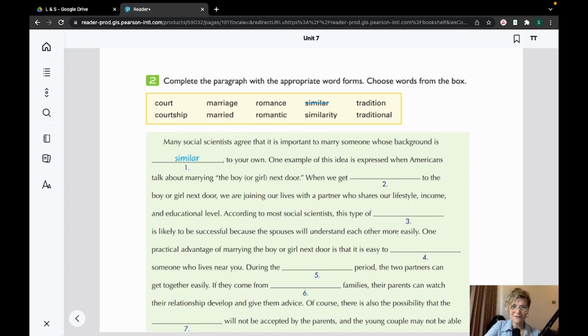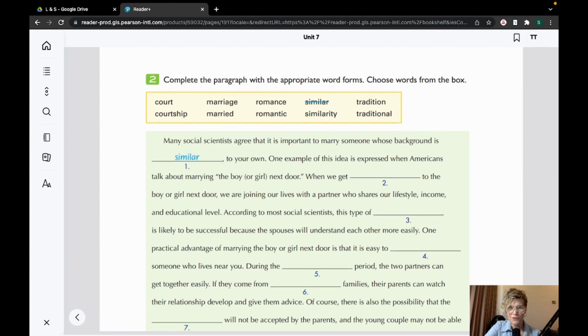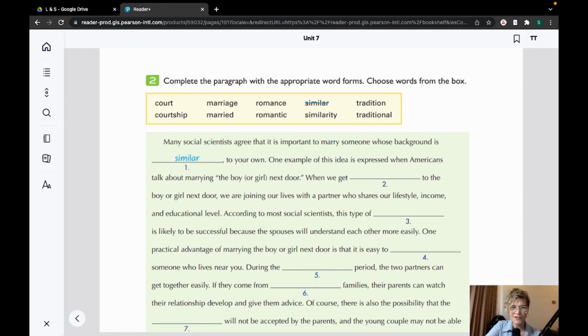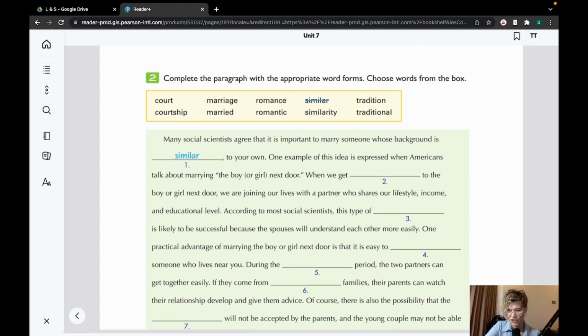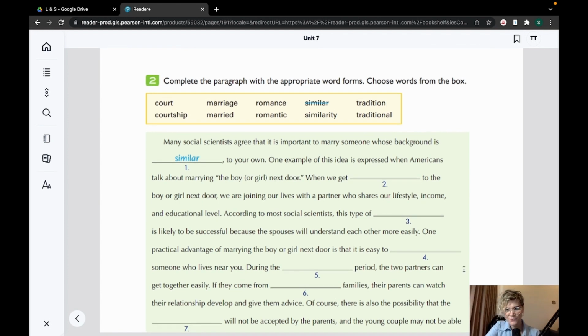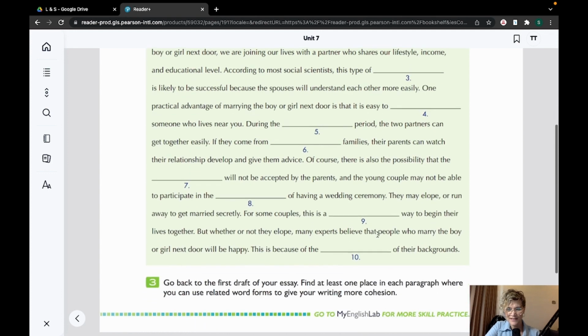Complete the paragraph with appropriate word forms. Choose words from the box. We've got court, courtship, marriage, married, romance, romantic, similar, similarity, tradition, and traditional. You're going to do numbers 1 until 10. You can pause your video. Go ahead.